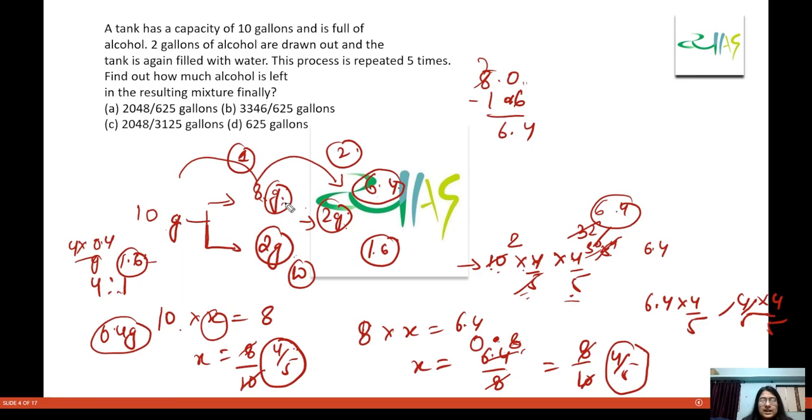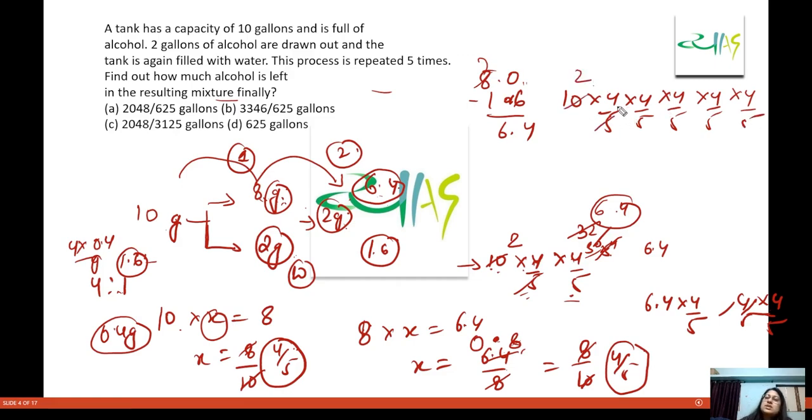So I withdrew 1 time, 2 times, 3 times, 4 times. So now obviously we can calculate. What do we want to calculate here? We want to calculate the alcohol withdrawn after 5 times. So this is 10 into 4 by 5 into 4 by 5 into 4 by 5 into 4 by 5 into 4 by 5.